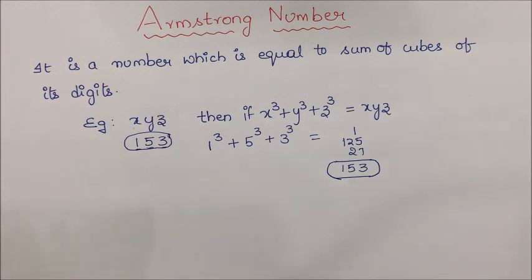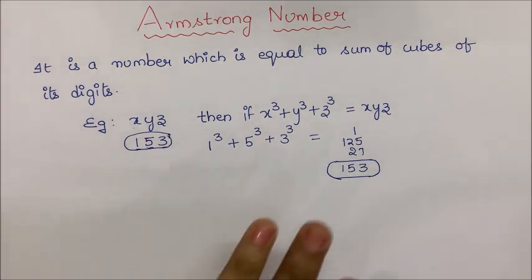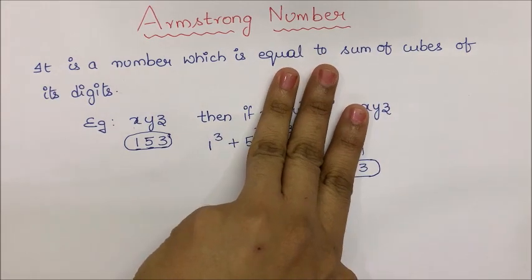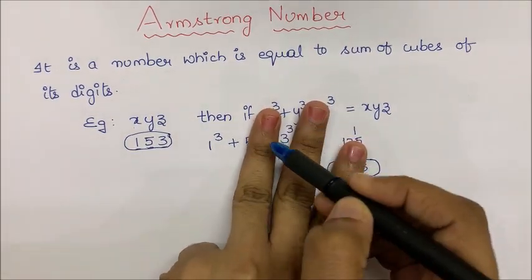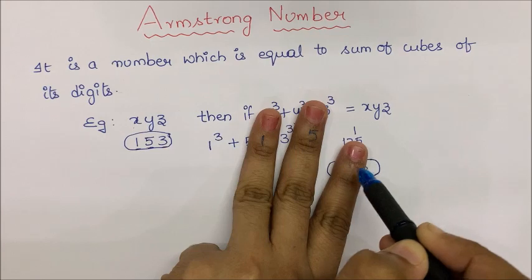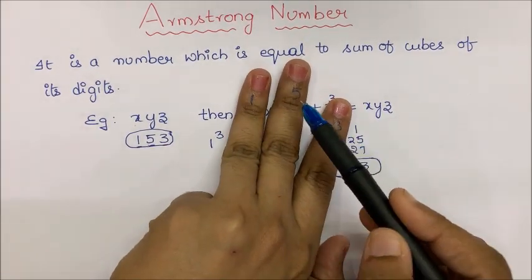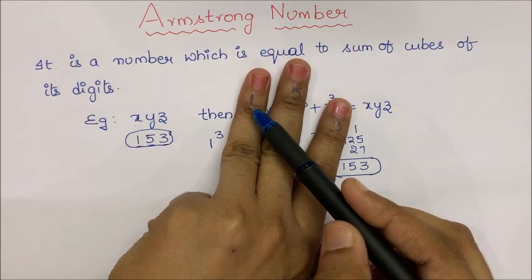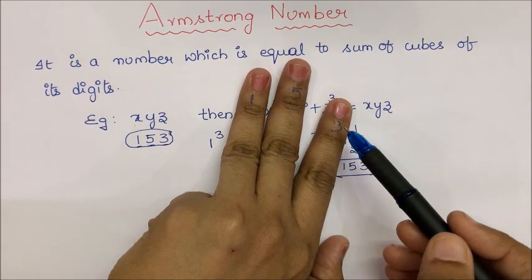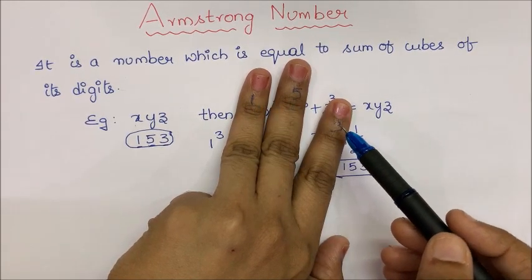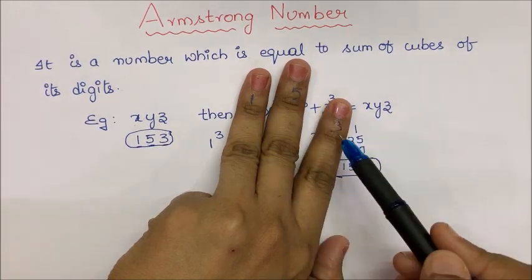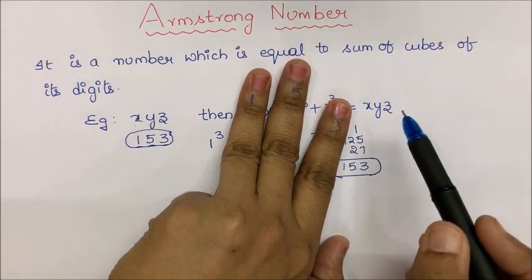So to understand this logic, first consider 153, my three digits: 1, 5 and 3. 3 is in 1's place, 5 is in 10's place, 1 is in 100's place. Now to find out the cubes of these three digits, first we have to separate all the digits.